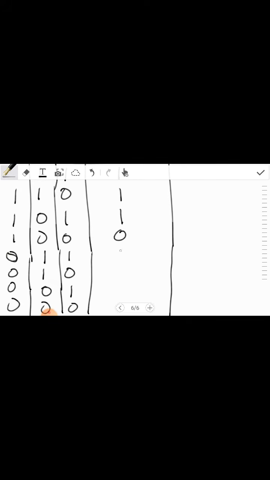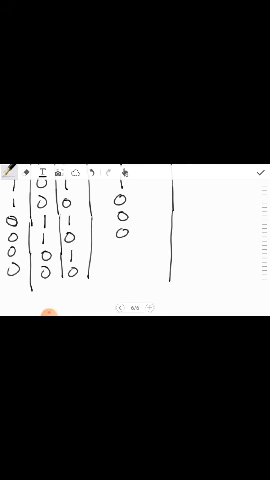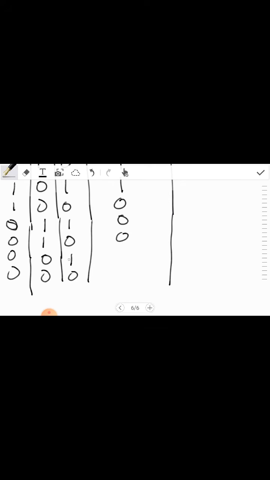0 and 1 is 0. This must be true or, and then we use 0 and 1. This must be 0. 0 and 1 is 1. 0 or 1 is 1. 0 and 1 is 0. 0 or 0 is 0. 0 and 0 is still equal to 0. Remember, pag and, dapat parehong true.